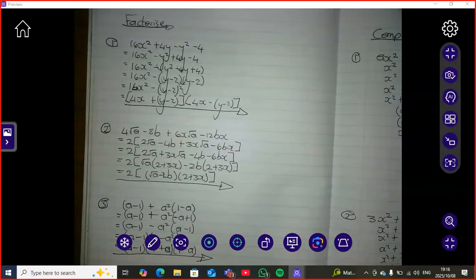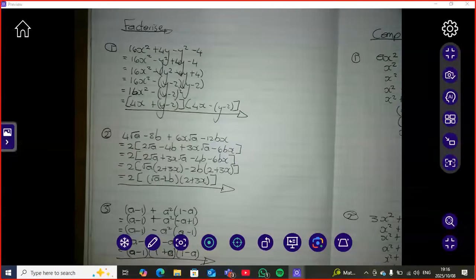Question one is to factorize. So we get.